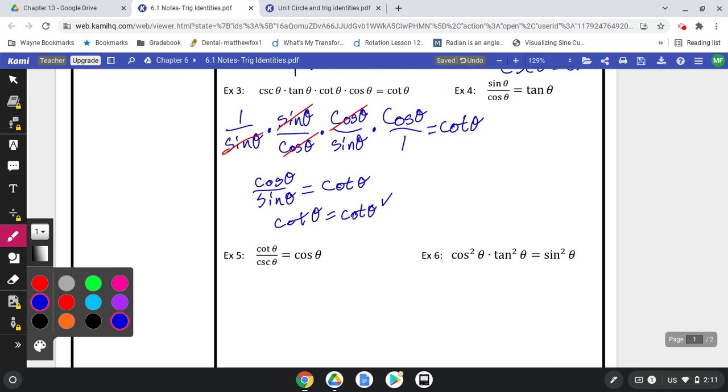Okay, number 4 is very easy. Sine of theta over cosine of theta, that's the same as tangent of theta. So tangent of theta equals tangent of theta. Yes, that's true.